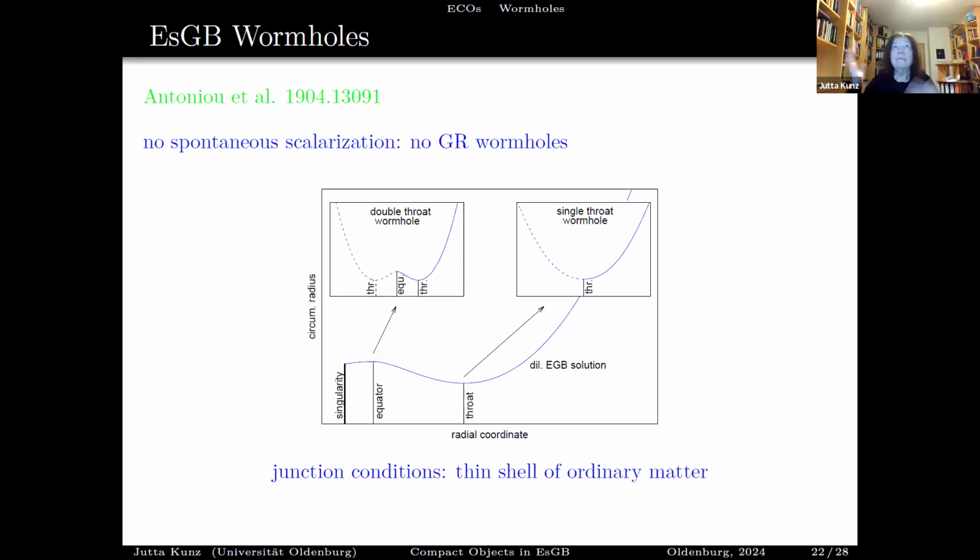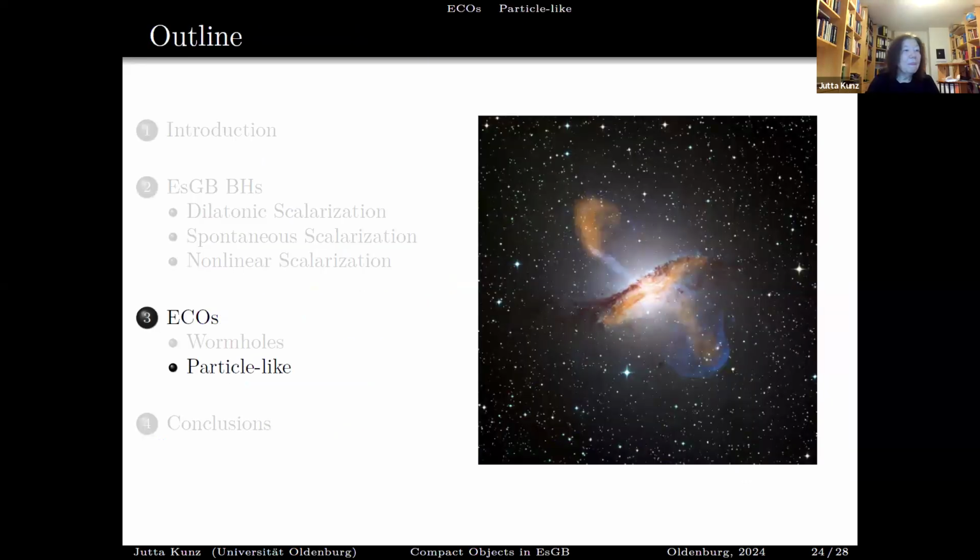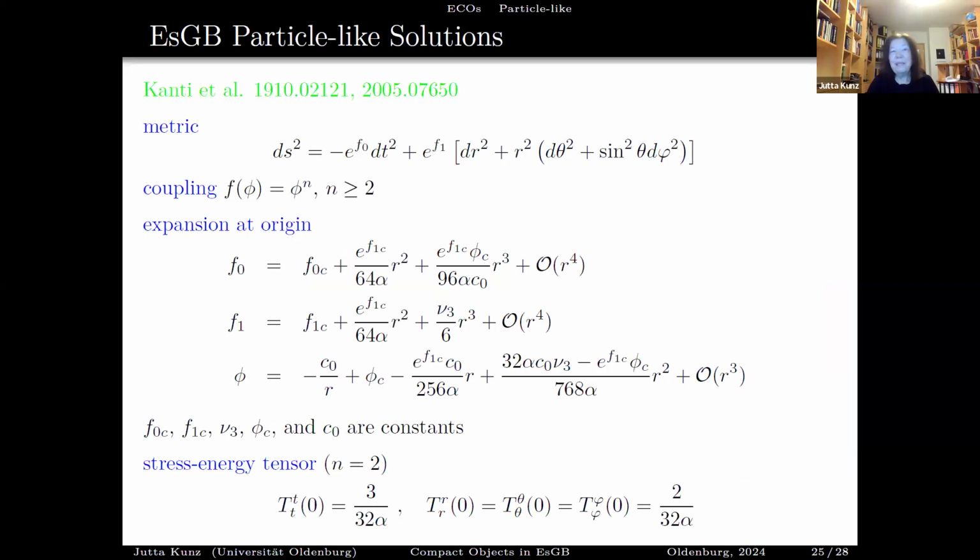And the nice thing is, of course, that we can put ordinary matter. We don't have to have any exotic matter. And we haven't yet, for all these many types of coupling functions one can play with, done any checking of the things of Morris and Thorne, of their conditions for travelers. The last points will be now the particle-like solutions and their properties.